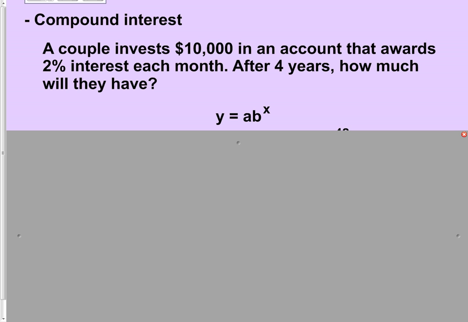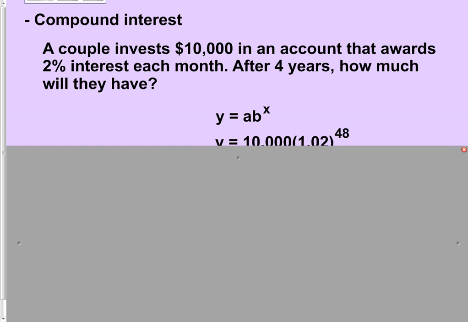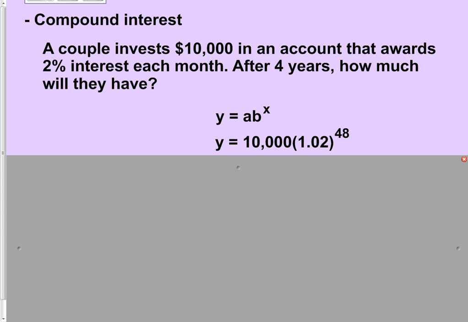Now, the problem also talks about 4 years. Pay attention to your time. The interest is accumulating each month, but then they ask us after 4 years. So we probably want these 4 years to talk to us in terms of months, just like the interest is talking to us in terms of months. So what I've done is I have turned the 4 years into 48 months. I've done that by saying that there's 12 months in a year. 12 times 4 years is 48 months. So $10,000 is the initial investment.